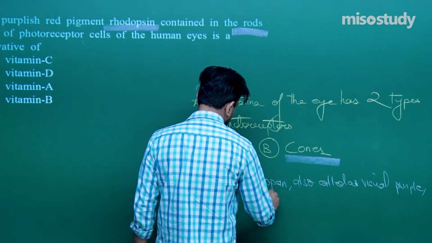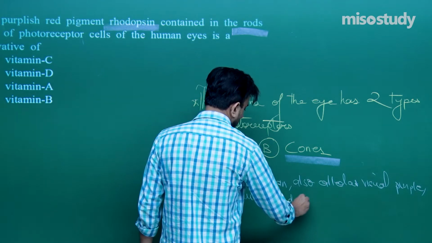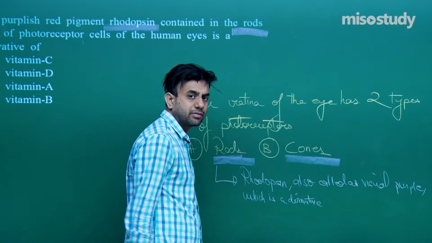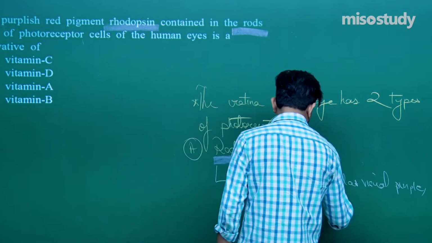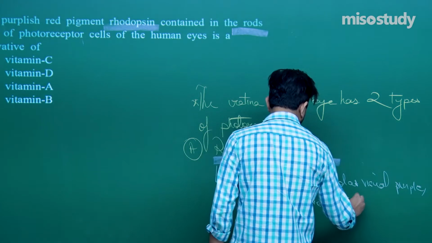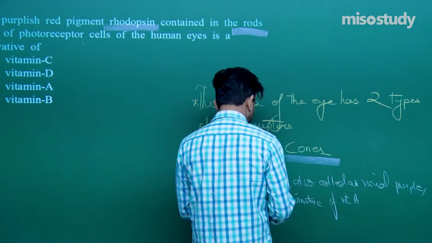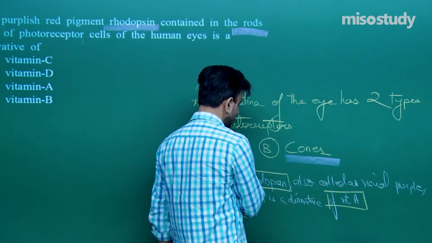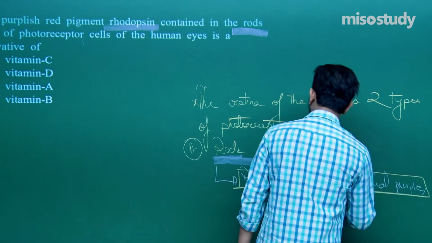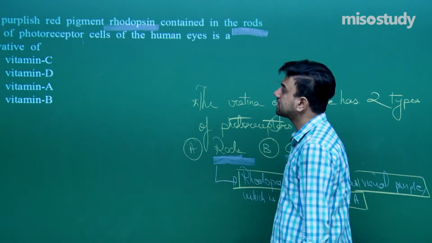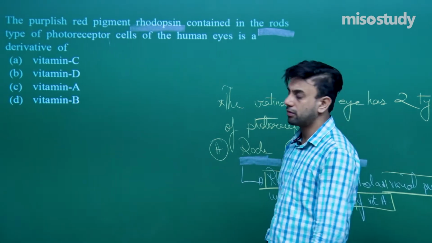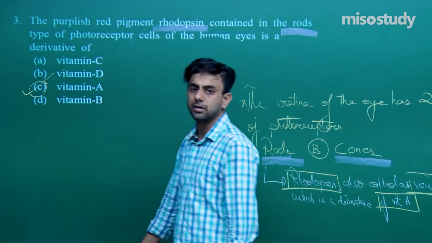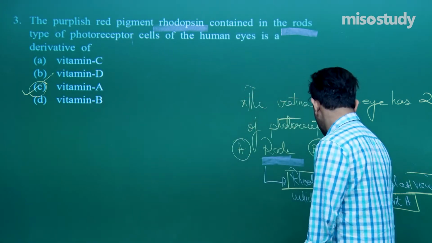Which is a derivative of vitamin A. So hence it is the derivative of vitamin A. We can simply write this as the option C.